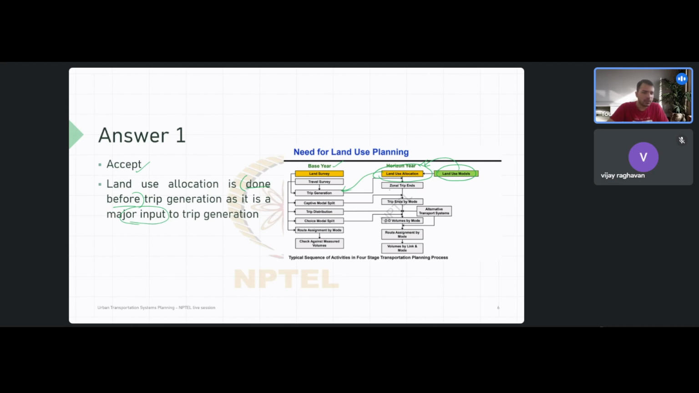Although the direction of arrows is different here, what we do is we try to predict the land use. Based on the land use, we feed it to trip generation. So we can also feed it back to the horizon year, and when we see for the base year only, we can see here that we have done the land use, then we are feeding it as an input to trip generation. So first we will do land use, then only we can start with transportation planning.